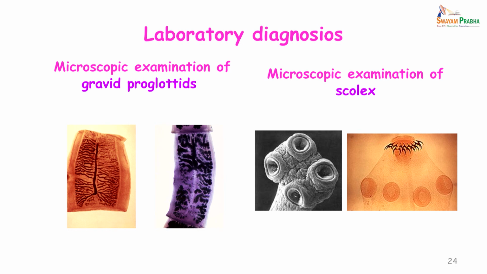If you get the opportunity of seeing the head of the worm, then that can help you differentiate Taenia saginata from solium. Saginata would have only suckers present on the head, whereas Taenia solium would have suckers as well as the rostellum and hooks present on the head.